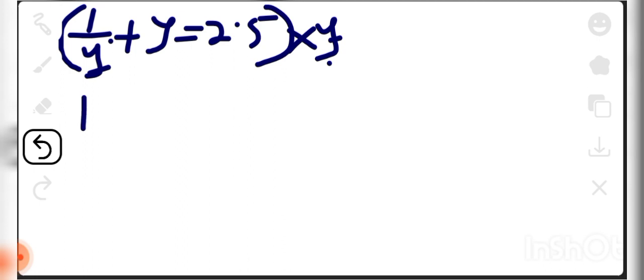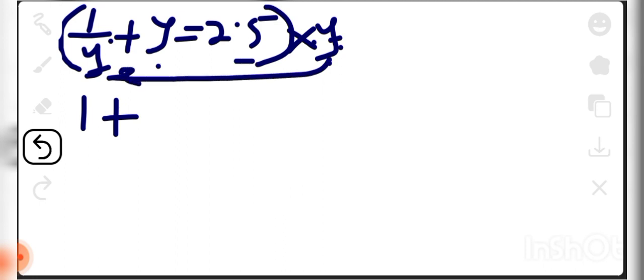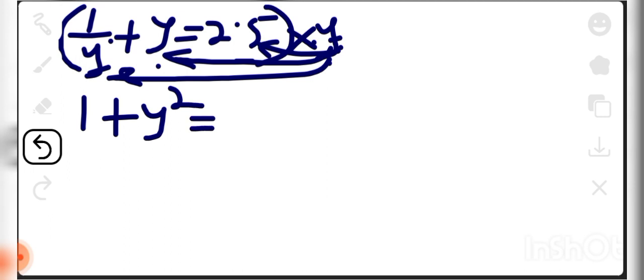So we're going to have 1 there plus y times, this y is going to multiply everything. So y times 1 over y, they will cancel out. y times y, that will be y squared. y times 2.5, that will be 2.5y. So at last now, we have a quadratic equation.